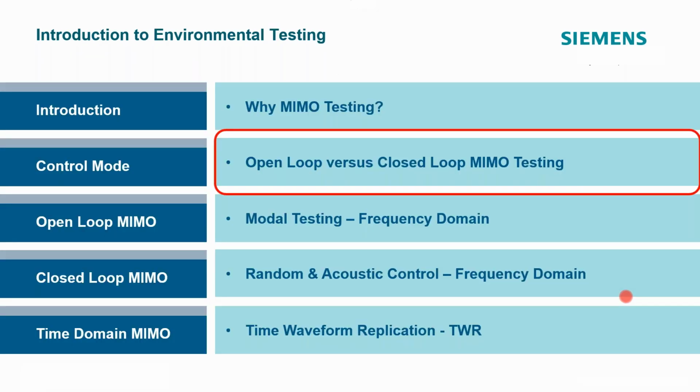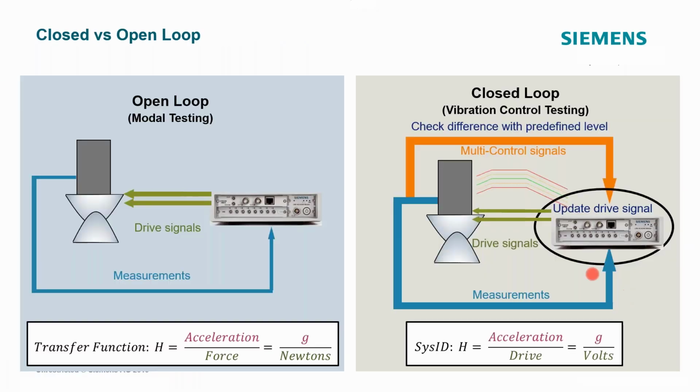Next, we distinguish between what we mean by closed loop and open loop testing. Open loop is more in the context of modal testing, where you've got a shaker system and the structure, and the DAC sending out signals to the amplifier and shaker, exciting the structure, and then measuring some responses. This is not controlling the amplitude, but just measuring the responses and deriving the transfer function, where we have acceleration over force, or g's per newton in engineering units. That information is typically used for modal analysis.